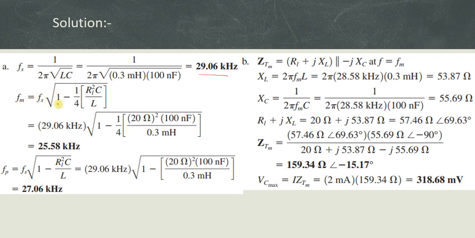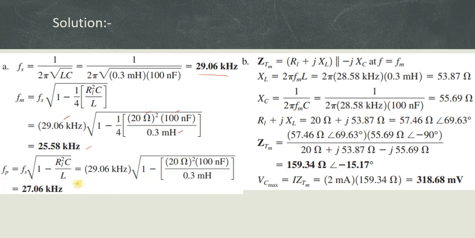And we know the formula for the maximum frequency at which the maximum impedance occurs, which is equal to Fs into square root of 1 minus 1 divided by 4 into RL square into C divided by L. We know that Fs is equal to 29.06 kilohertz, and we know the value of RL, C and L. Substitute all those values and simplify. Here Fm is 25.58 kilohertz, and Fp equal to Fs into square root of 1 minus RL square C divided by L. You substitute all those values and simplify. You get the value around 27.06 kilohertz.